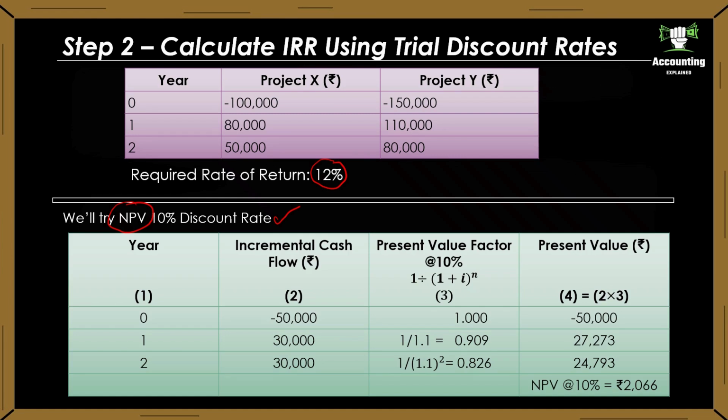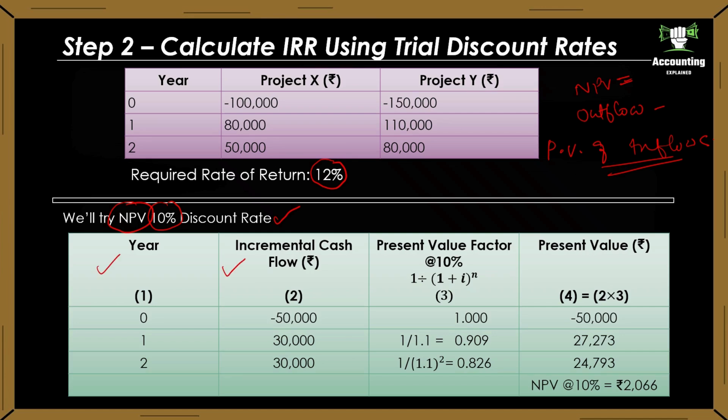Okay, so NPV is equal to outflow minus present value of inflows. So this is the formula for NPV. Okay, now let's take 10% as a trial rate and find out the NPV. So we have 4 columns in this for finding out the NPV.